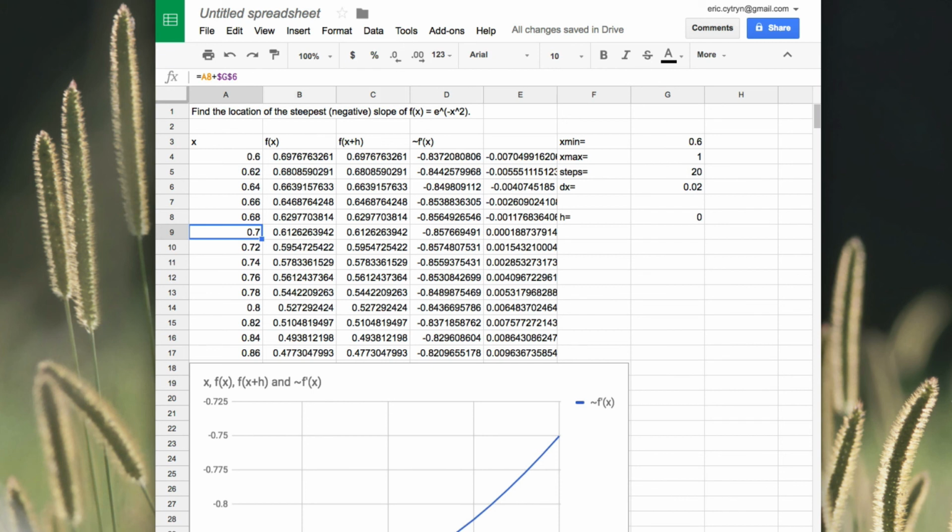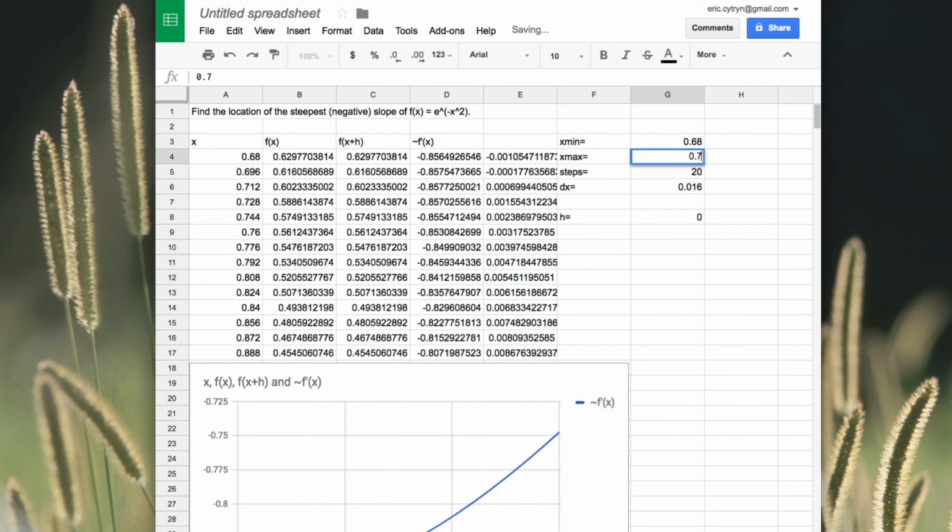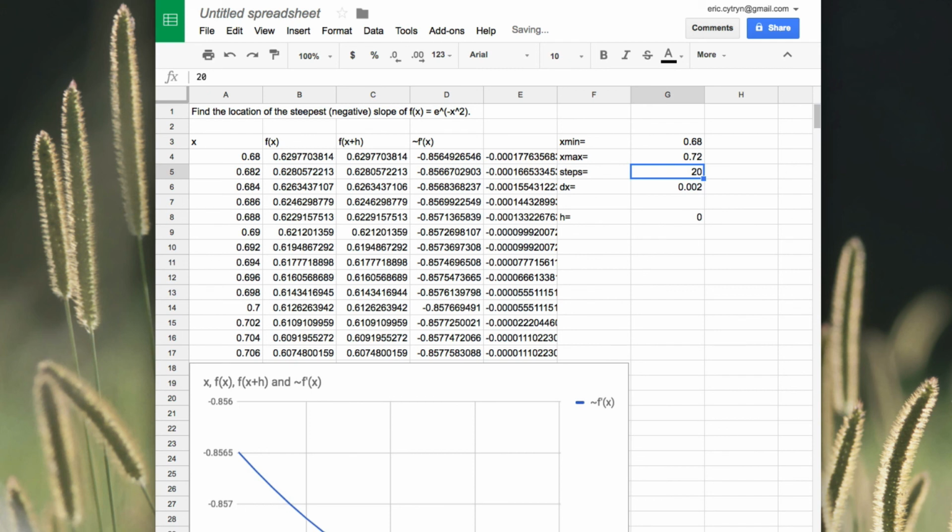And that means that the max is going to be close to 0.7 and most likely, or certainly between 0.68 and 0.72. So now we put up here 0.68 and 0.72. And now we have a new zoomed in region. And you can see we're still getting a max on the graph down here. And so we can keep doing this.